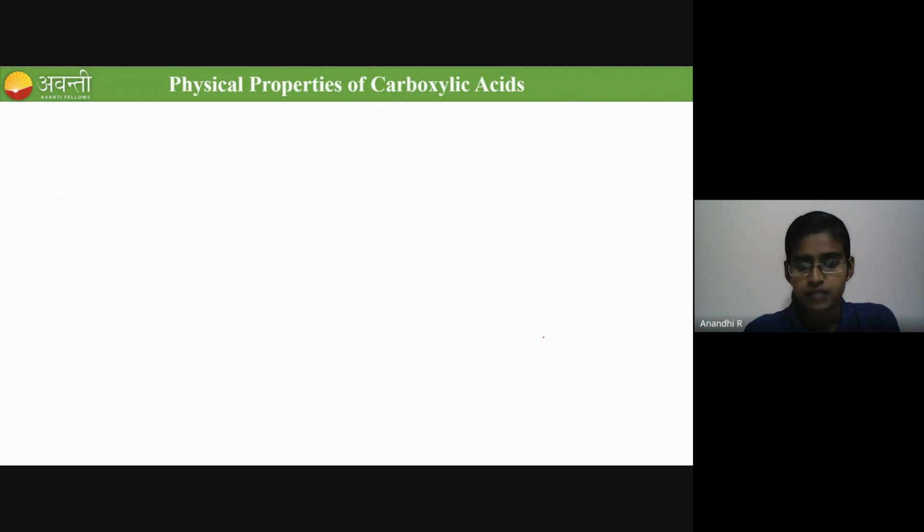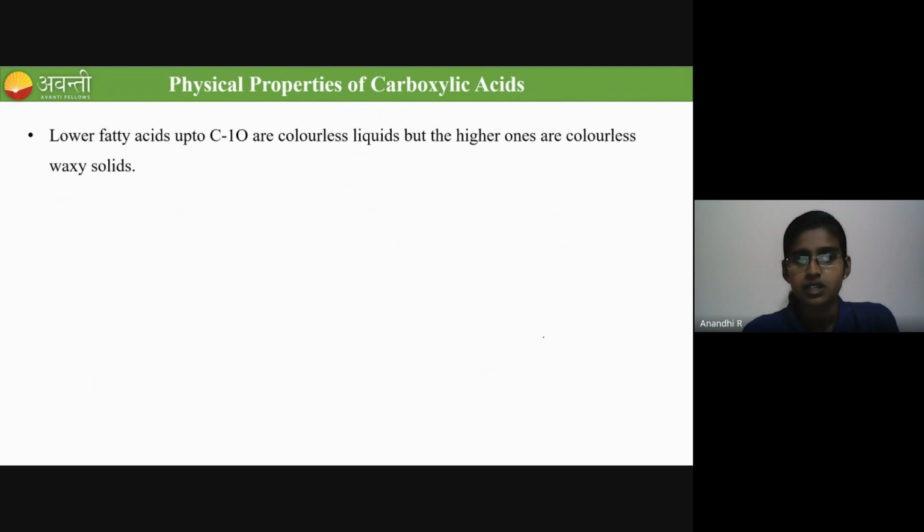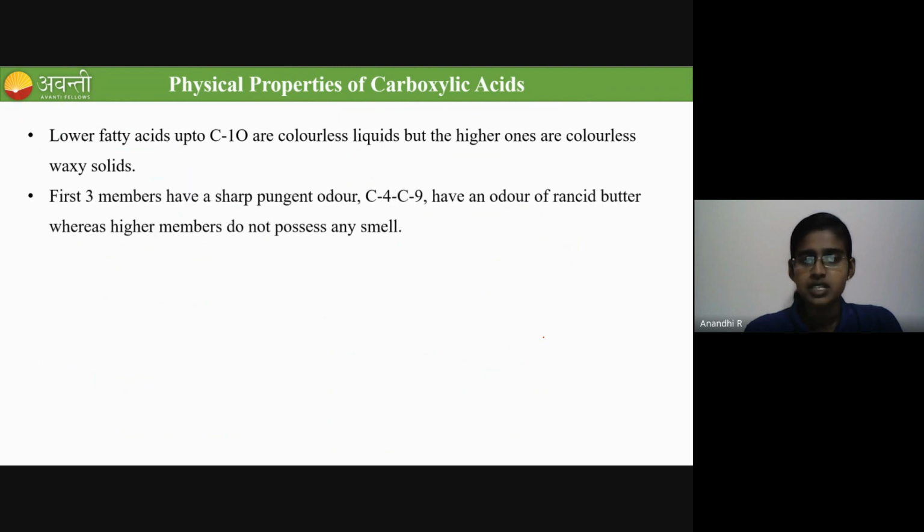So what are the physical properties? Lower fatty acids up to carbon number 10 are colorless liquids, but the higher ones are colorless waxy solids. So as the carbon number increases, the physical nature changes from liquid to solid. And the first 3 members have a sharp pungent odor. What is pungent odor? Having a bad smell.